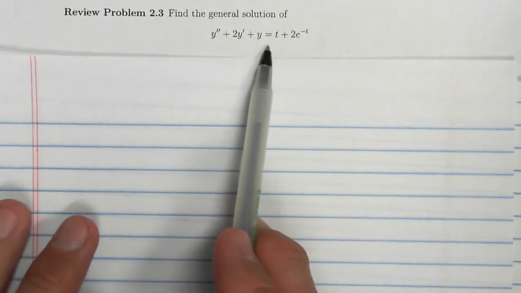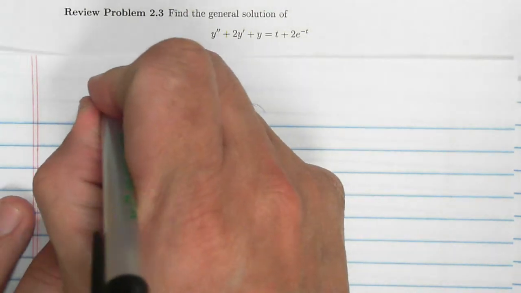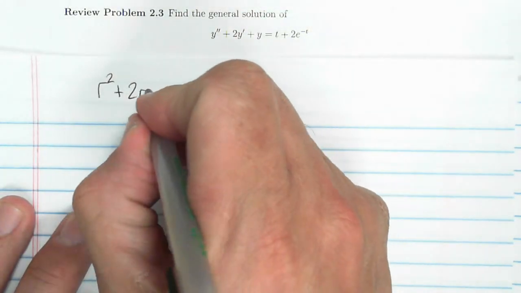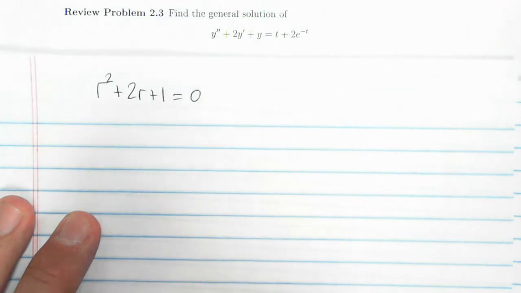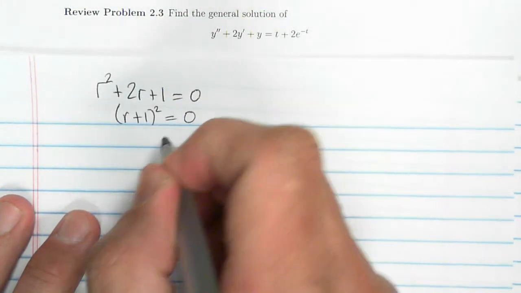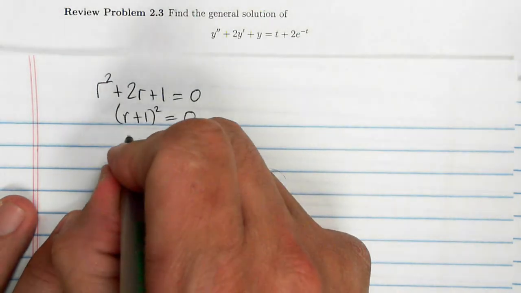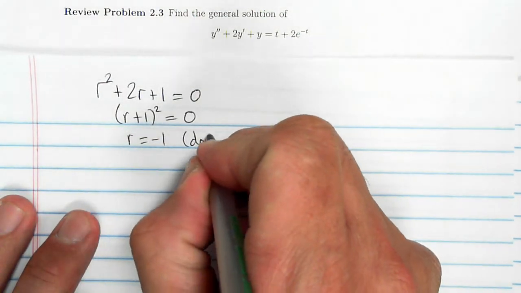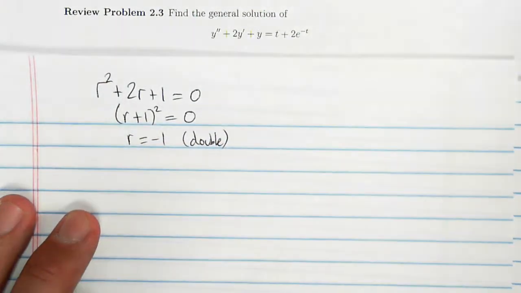First step for either technique is to find the characteristic equation. The characteristic equation is going to be r^2 + 2r + 1 = 0. And of course that factors as (r + 1)^2 = 0. So r = -1 is a double root of the characteristic equation.